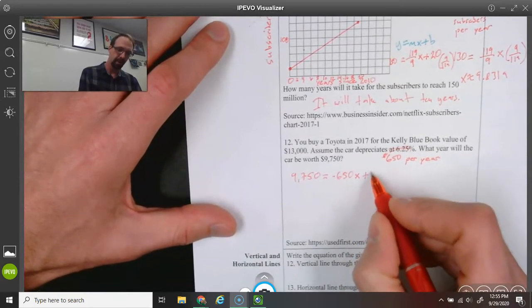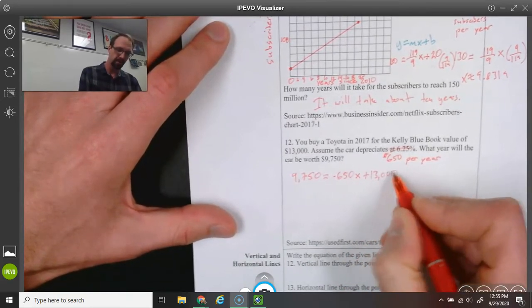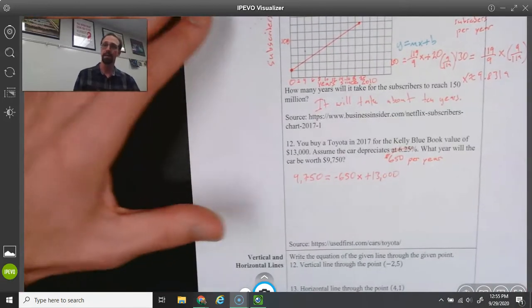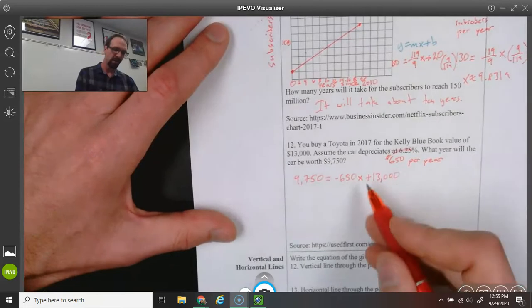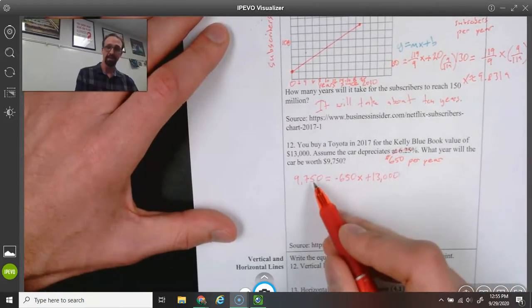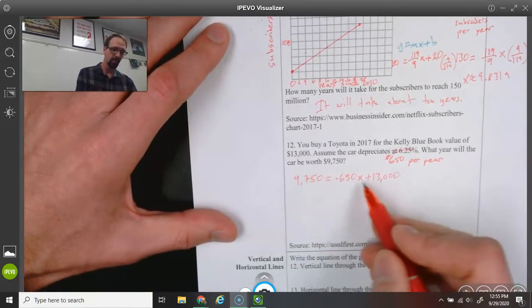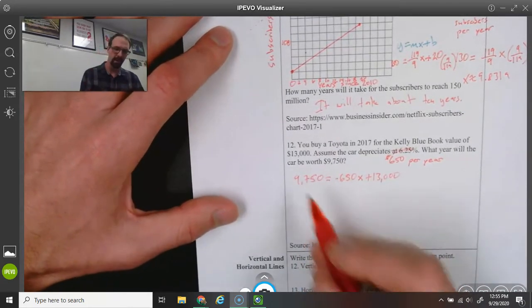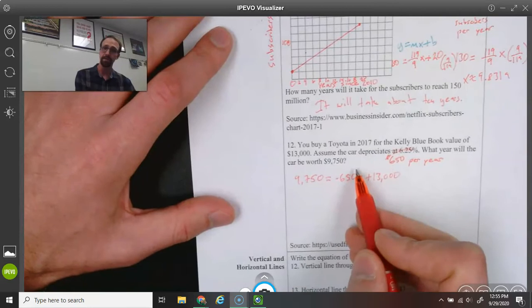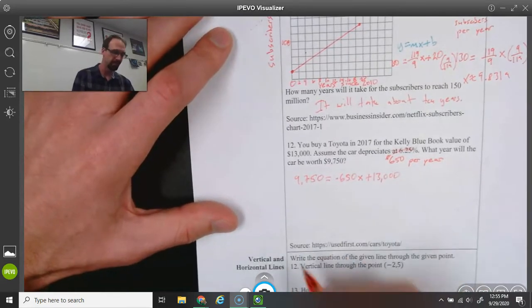And the original value of the car is $13,000. So this is going to be my y-intercept. Think about on a graph. The value is depreciating. It's going down over time. So I'm trying to find what year it is when it's exactly this value. If I want to know the other way, so say I am given the years, and then I'm trying to find the value, you could do that as well.